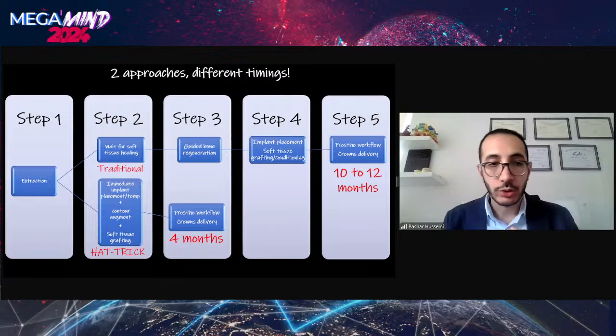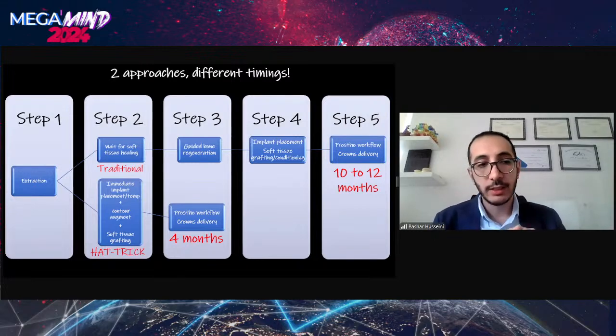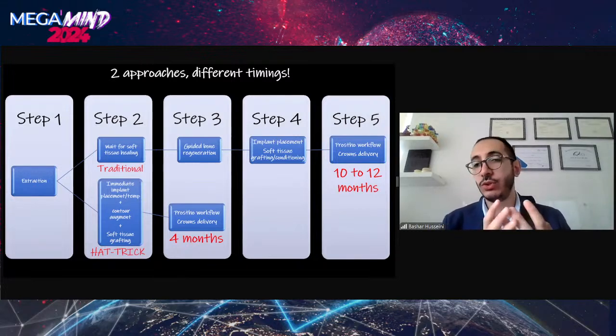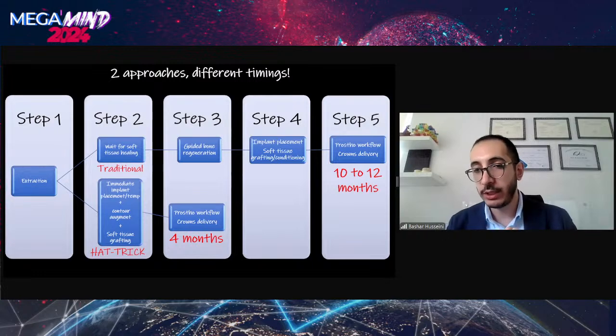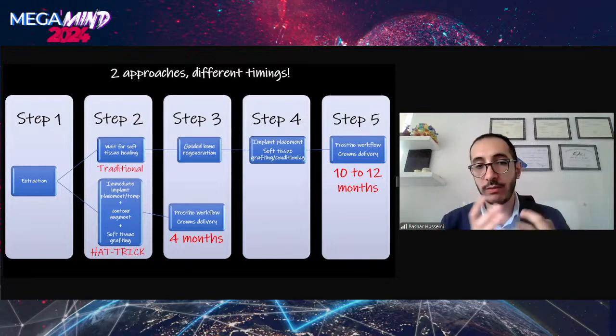We have 2 approaches. Either a traditional way, when we extract, wait for soft tissue healing, then guided bone regeneration, followed by implant placement and soft tissue grafting, and finally the prosthesis. It can take up to 10 to 12 months.